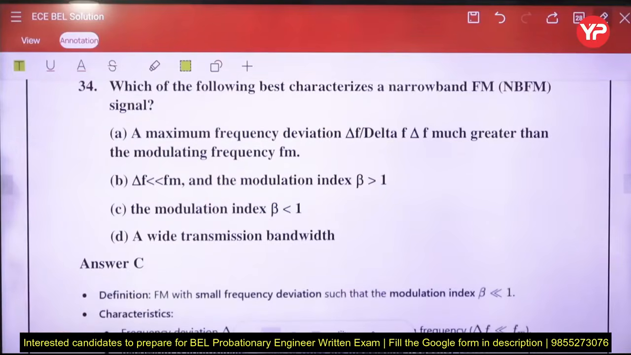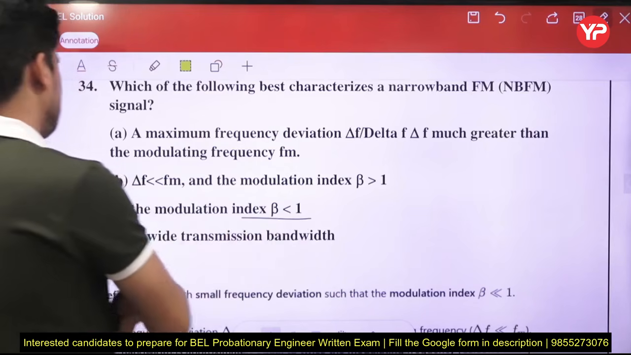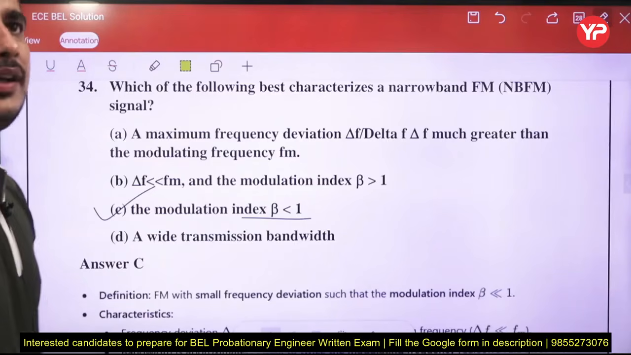Which of the following best characterizes a narrow band FM signal? See, in case of narrow band FM, the modulation index should be less than 1. The beta will be less than 1. This is called narrow band FM.